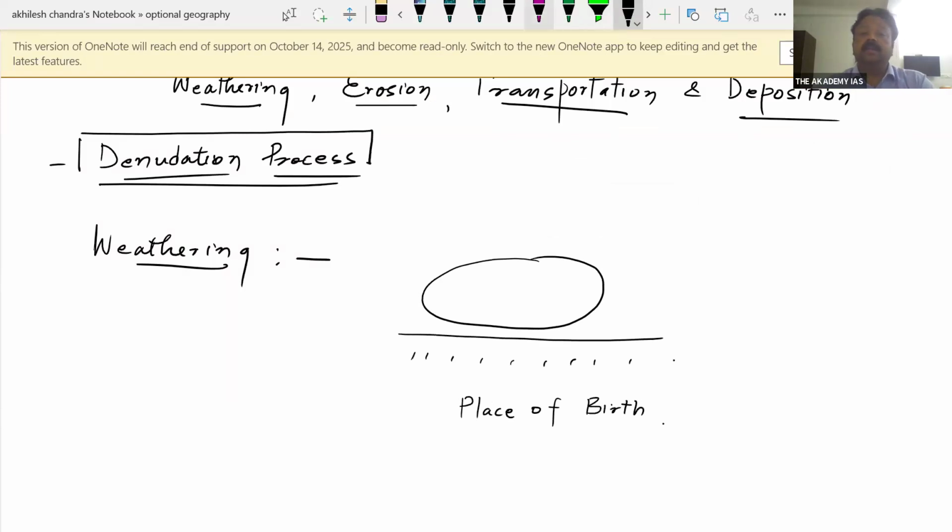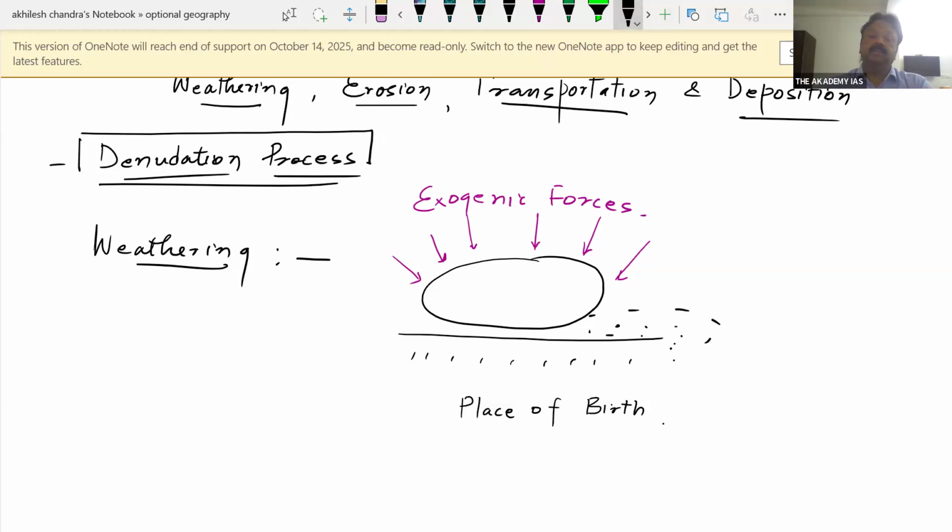Now what will we call the exogenic force? They start disintegrating it. These are exogenic forces. They disintegrate it and it turns into numerous fine sediment. Okay, so these are the sediment. These sediments are formed because of disintegration of this rock. And here it is in situ disintegration. In situ disintegration.